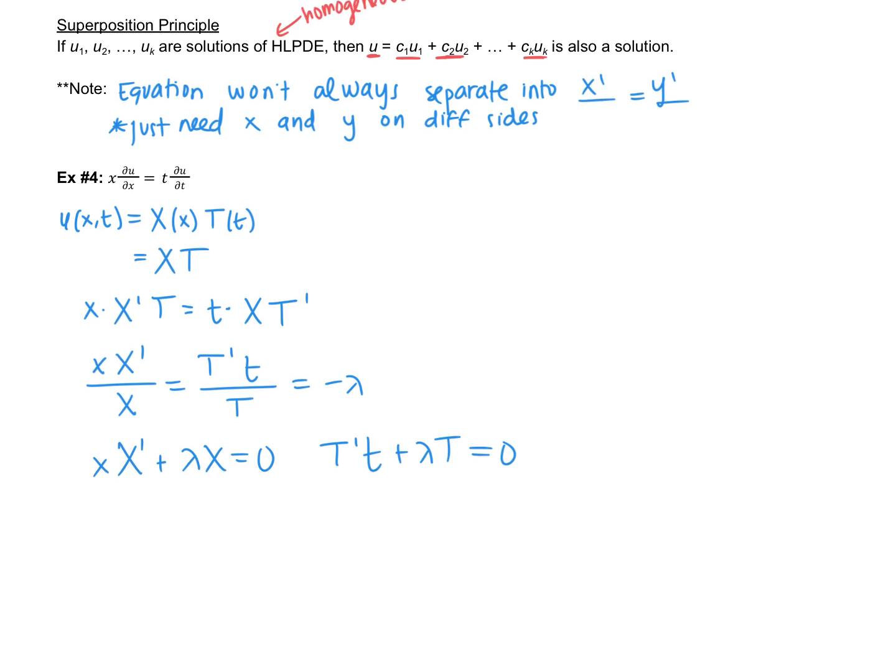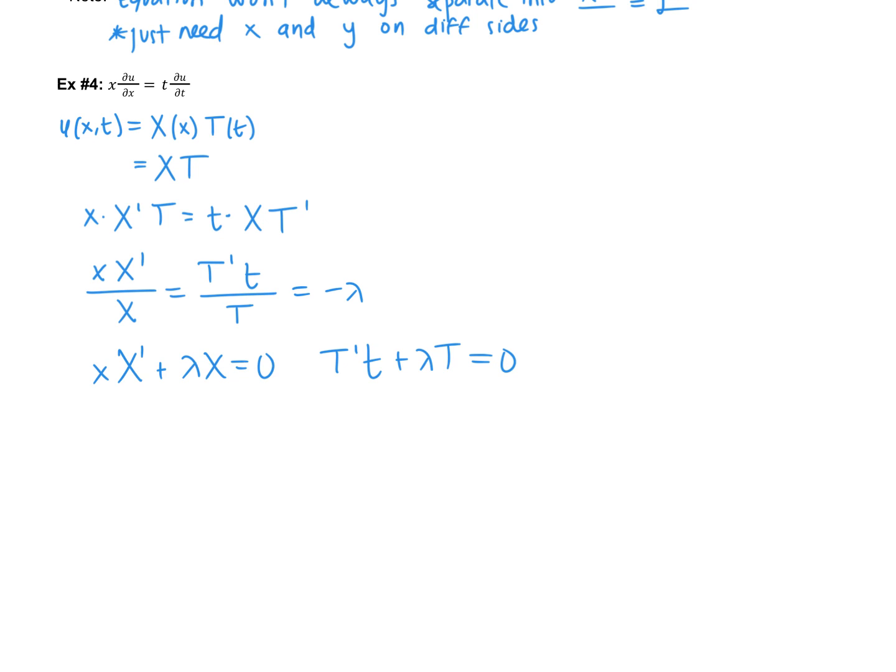Now, we don't really need to separate this into 3 cases like we did before. The first case that's going to matter is if lambda equals 0. And if that's the case, we're going to get little x, big X prime is equal to 0. So if I divide out that x, I have X prime is equal to 0. So if I integrate, I'm going to get X is equal to c1, and likewise T would equal c2. So our u of x, t would just be some constant.